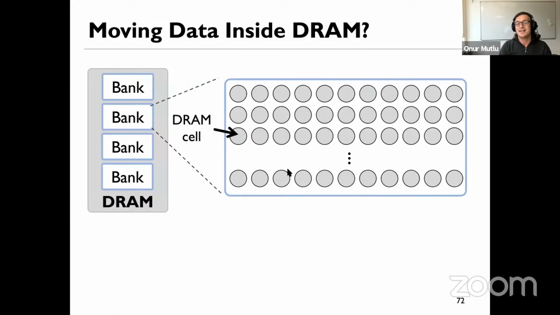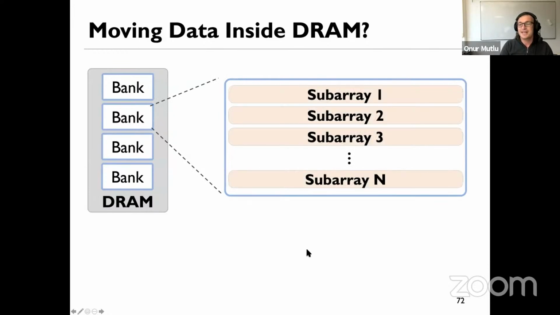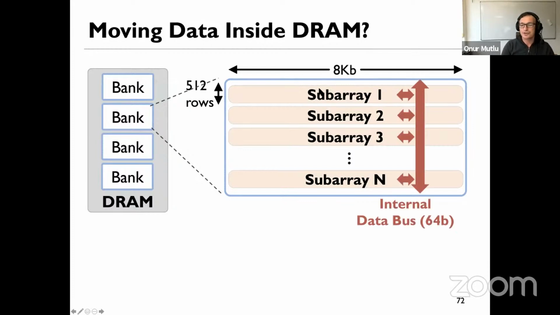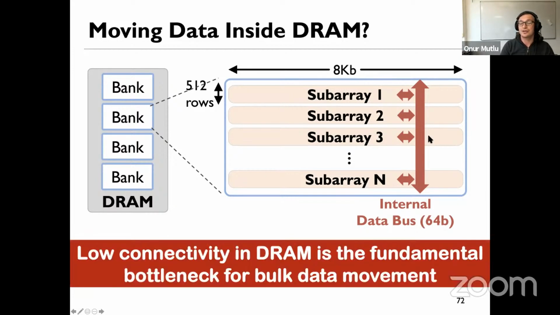So it's motivated by the same thing, moving data inside the DRAM. If you look at subarrays, it could be 4 kilobytes, 8 kilobytes, whatever it is, and each subarray is 512 rows. If you want to move data from one subarray to another subarray, you're stuck, basically. You need to go through the internal data bus between the DRAM banks. So basically, you have low connectivity in DRAM. This is abstracting it a little bit. An internal data bus is not between the subarrays, but it's between the DRAM banks, but you can use it also for moving data from one subarray to another one.